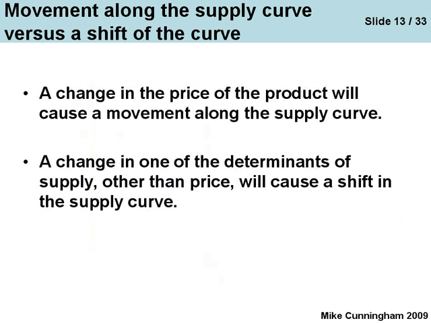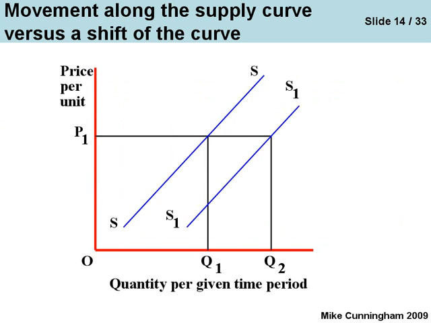A change in one of the determinants of supply other than price, however, will cause a shift of the supply curve. Now we need to be clear about this. A change in the price will cause a movement along the supply curve. A change in one of the other factors, one of the other determinants of supply, will cause a shift of the supply curve. So here I've drawn S1, S1 to indicate a rightward shift of the supply curve. I will focus in on rightward shifts, but if you reverse everything I'm saying, you will get a leftward shift. The supply curve could shift to the right or to the left. It doesn't have to be one way.